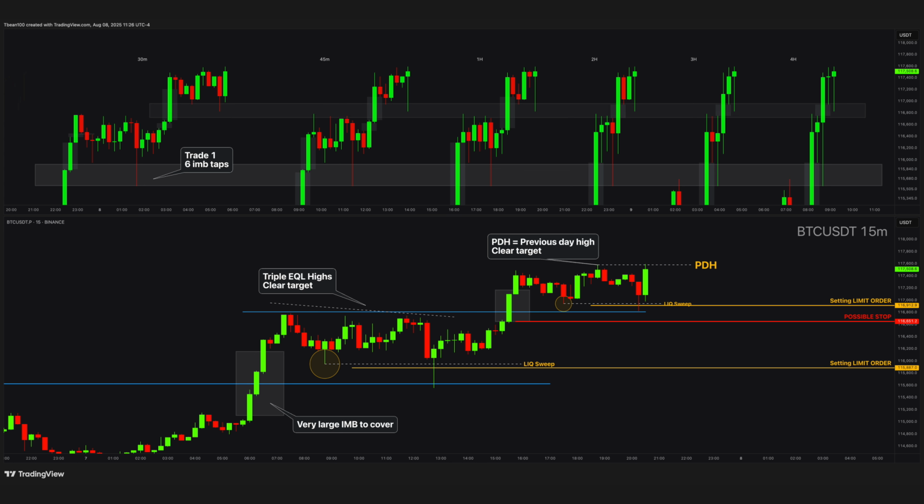Now, what about the second trade? It is 100% the same thing happening again. 6 time frames, 6 imbalances, and the same 6 taps. This is one of the fastest and most reliable ways of spotting good trades. Will it work every time? Of course not. You're going to lose money on the road.